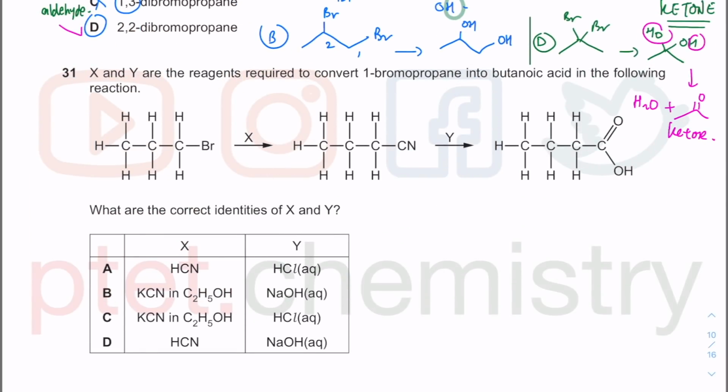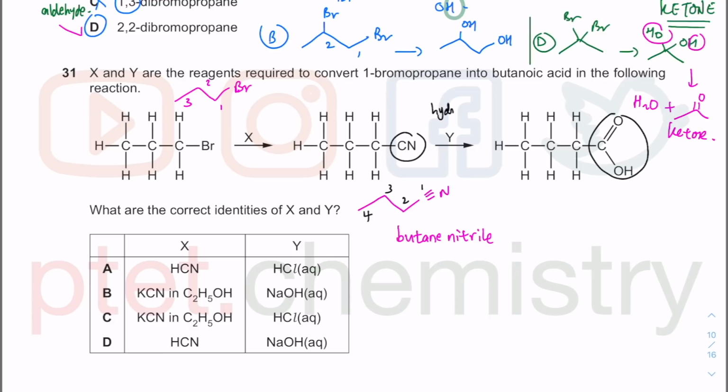Question 31, X and Y are the reagents. So you're converting 1-bromopropane to butanenitrile. Make sure you can spell this properly and name it properly because you have added 1 extra carbon, important carbon, added 1 carbon, now 4 carbon. And then this is a nitrile as stated in the AS syllabus. From the nitrile to the carboxylic acid, this is the hydrolysis of nitriles. So you are trying to hydrolyze nitriles there, and you get a carboxylic acid.